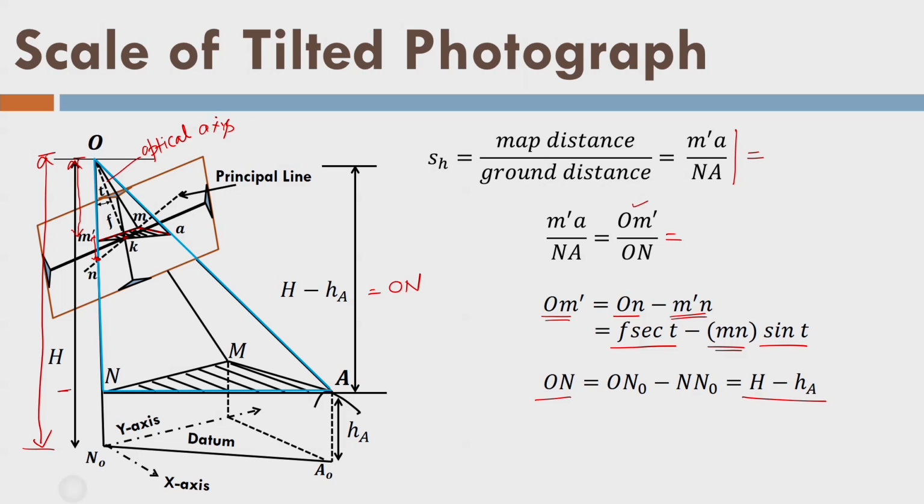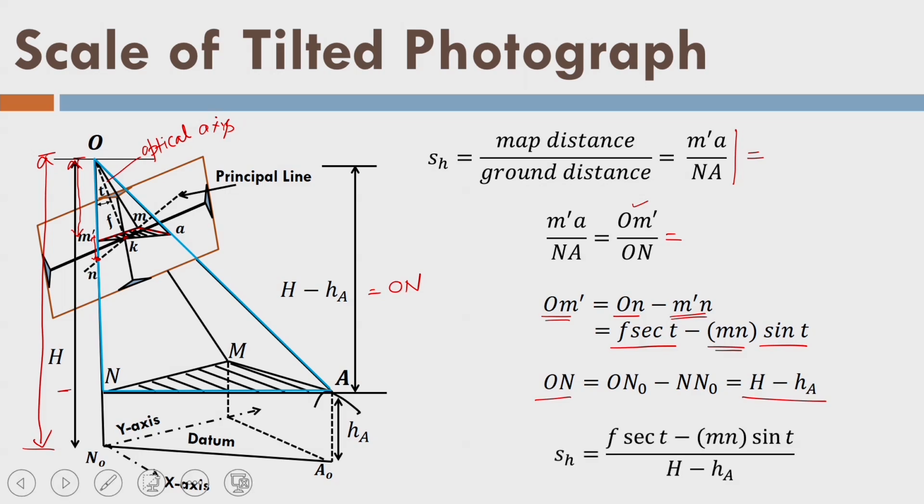Now coming to the On, as I already told, On is equal to h minus ha. So, I can write that Sh, the scale of the tilted photograph, is equal to this ratio. So, this is this distance and this is this distance. So, this is the scale of the tilted photograph. Still there is something to say here.